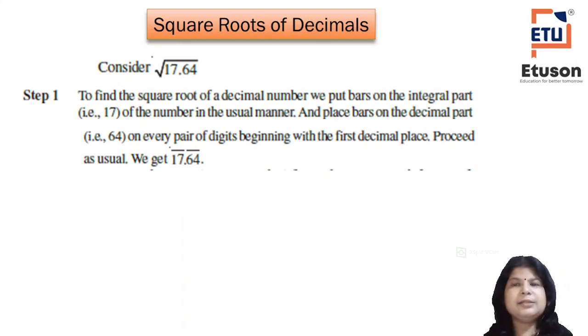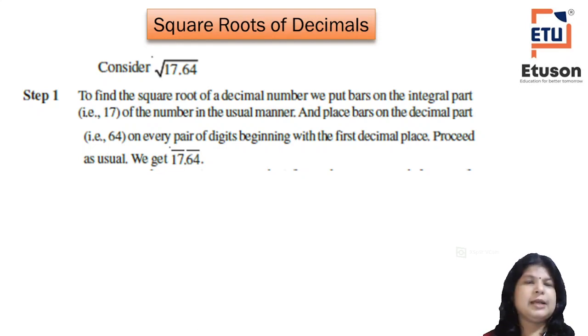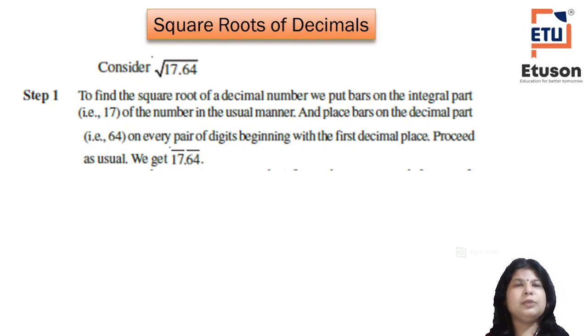We put bars on the integral part of the number in the usual manner and place bars on the decimal part on every pair of digits beginning with the first decimal place. Okay, and then you have to proceed as usual. So for example, like in your case, that is 17.64.